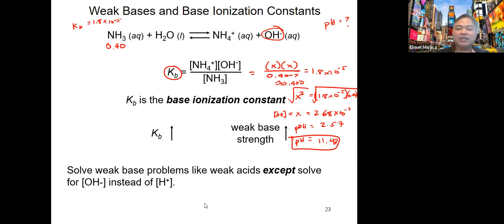So question, before we go to the last part of the session that we have today, which is buffer. Now the approximation method na meron kayo, so whatever your initial concentration minus the value of X is just equals to the initial concentration with the assumption that the X amount is so small to have an effect on the initial concentration. Now, the limit there is, you can only use this if there is less than 5% dissociation. If it's more than that, then you have to use the value of 0.40 minus X. You have to solve it using the quadratic formula.